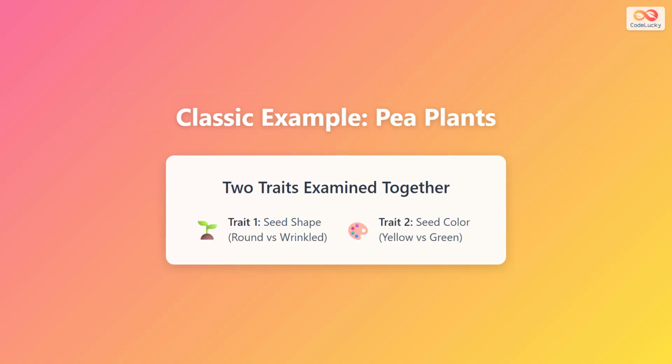Let's explore the classic example using pea plants, which Gregor Mendel famously studied. In this dihybrid cross, we examine two traits together. The first trait is seed shape, which can be either round or wrinkled. The second trait is seed color, which can be either yellow or green. By crossing plants that differ in both of these characteristics, we can observe how nature combines these traits in the offspring. This example perfectly demonstrates the principles of dihybrid inheritance.